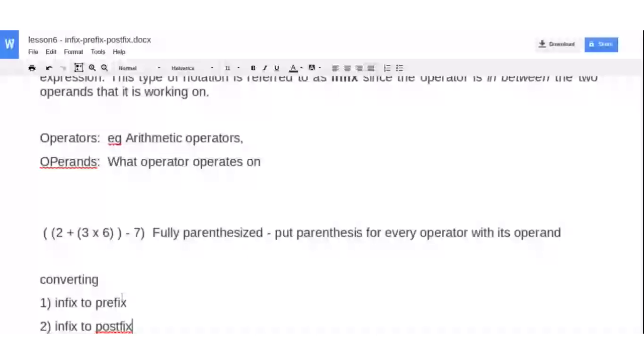Let me ask you a question first. So that expression, the answer that you get, can you also say that that answer is an operand? Like now we got 13 as the answer. Is 13 an operand?